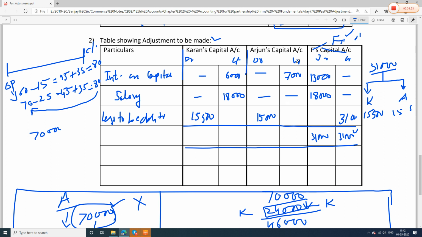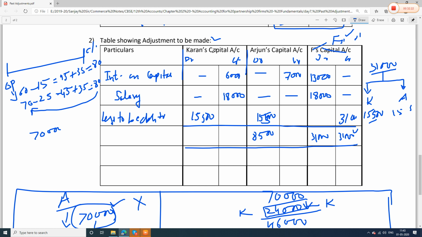Arjun's capital credit side is 17,000 and debit side is 15,000 rupees. So how much? Sorry, not 15,000, it is 15,500. So 15,500 is more, the debit side is more, with what amount? 8,500. His amount is more, debit side is more.